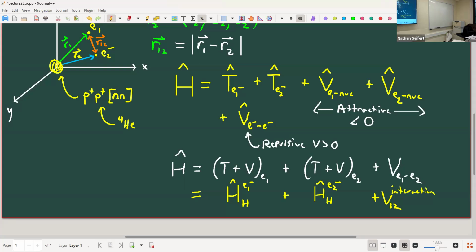We know how to solve this problem. We know the energies for this, just the hydrogen energies. We know the wave functions for this electron. They're just the hydrogen wave functions. And the idea is that the majority of this Hamiltonian is just hydrogen-like terms. We've got two electrons that act relatively independently of each other, as if they're hydrogen. And then we have this interaction term here that brings them together. And this interaction term is never zero.